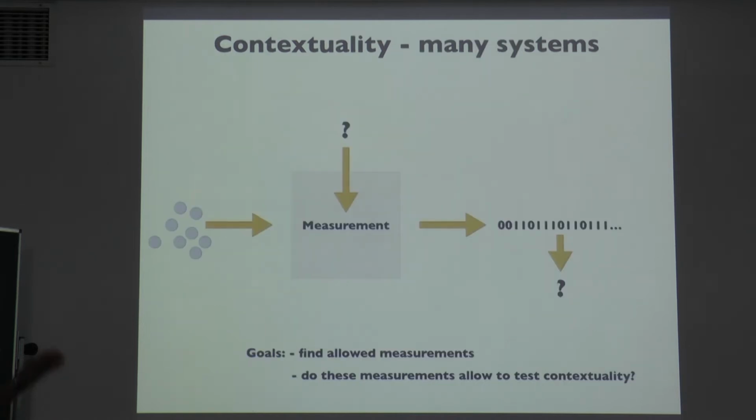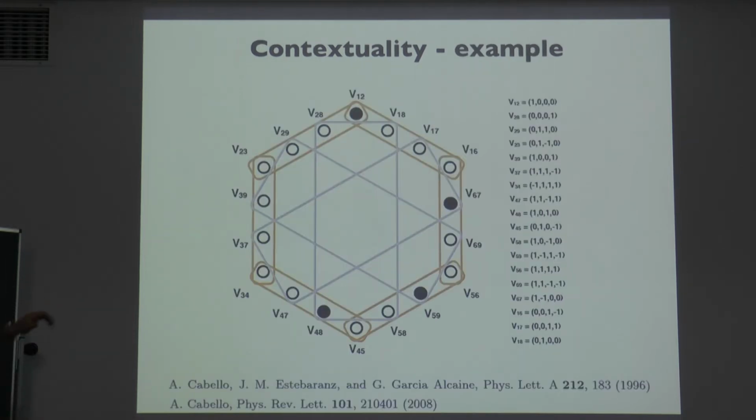Okay, so this was an example of contextuality, and this was basically the introduction. So let me go right now to our results. This is what happens, I mean, all I said is what happens when you consider a single system. Here we are considering a single 4-level system.